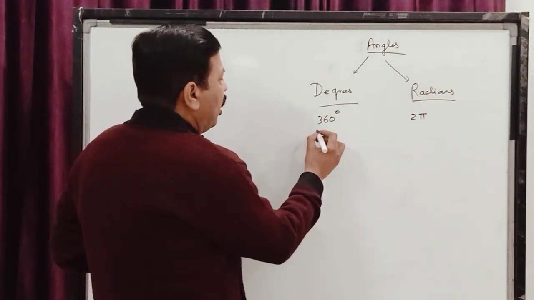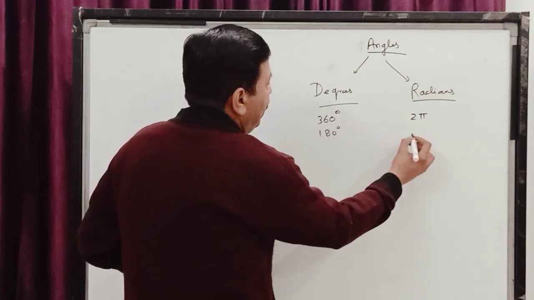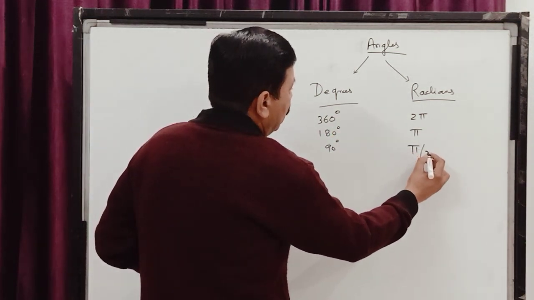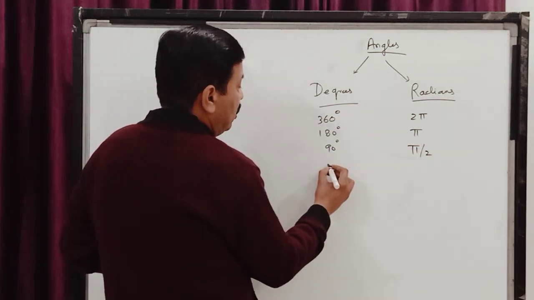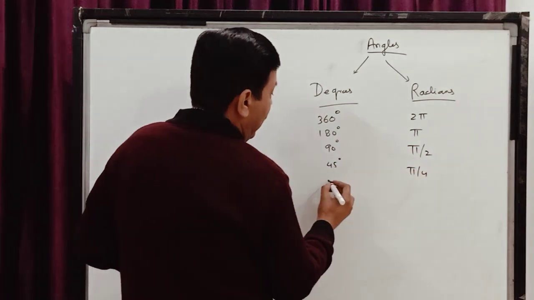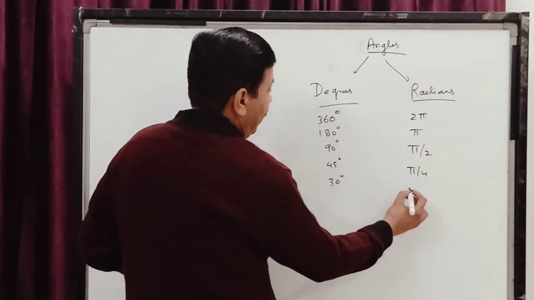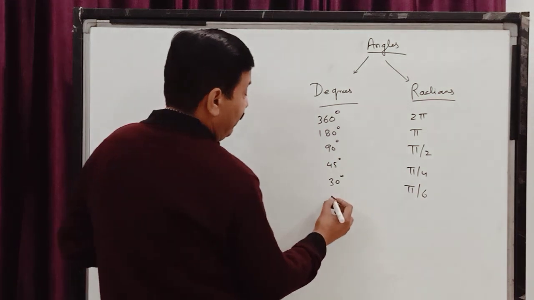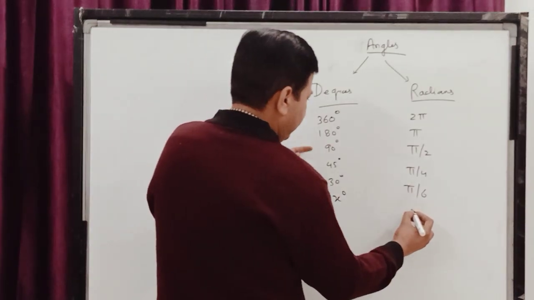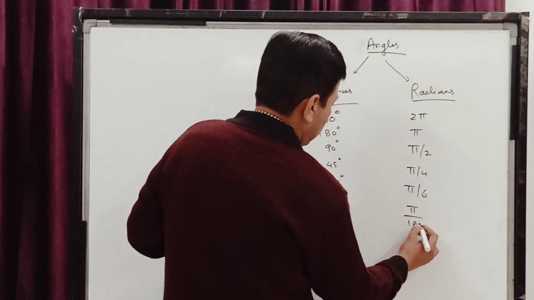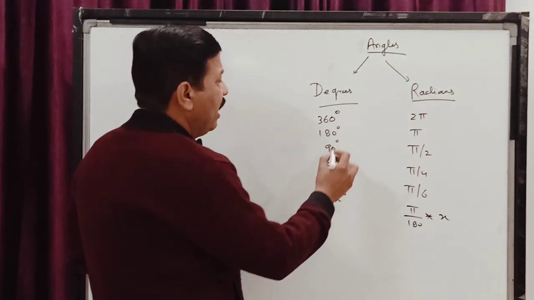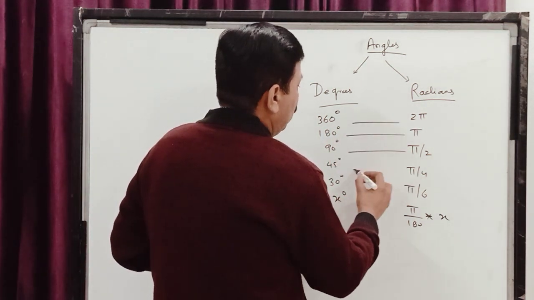And when we talk about 180 degree, it will be equal to pi. 90 degree will be equal to pi by 2. 45 degree will be pi by 4. And 30 degree will be pi by 6. And for x degree, it will be pi upon 180 into x. So you can convert these degrees into radians.